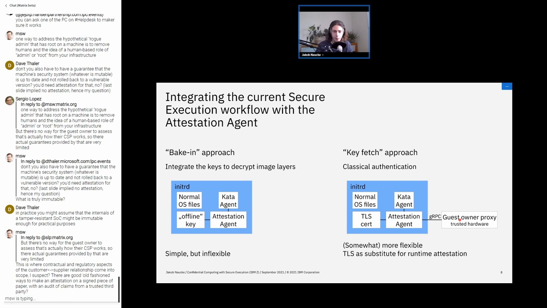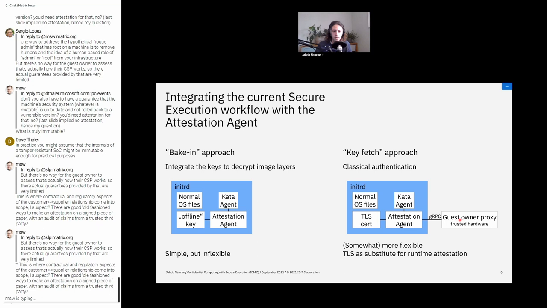Yes. What's the role of the attestation agent in the bake-in approach? Very little.